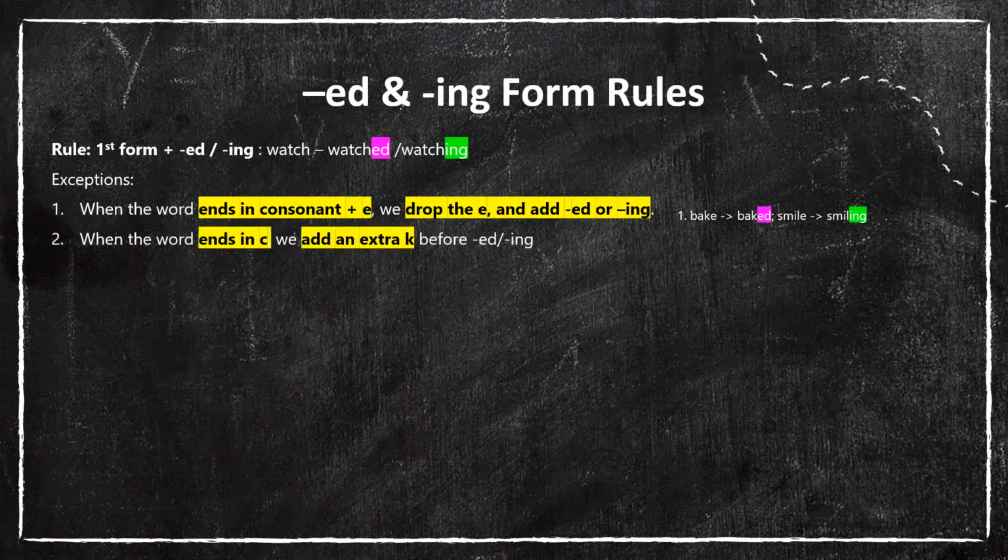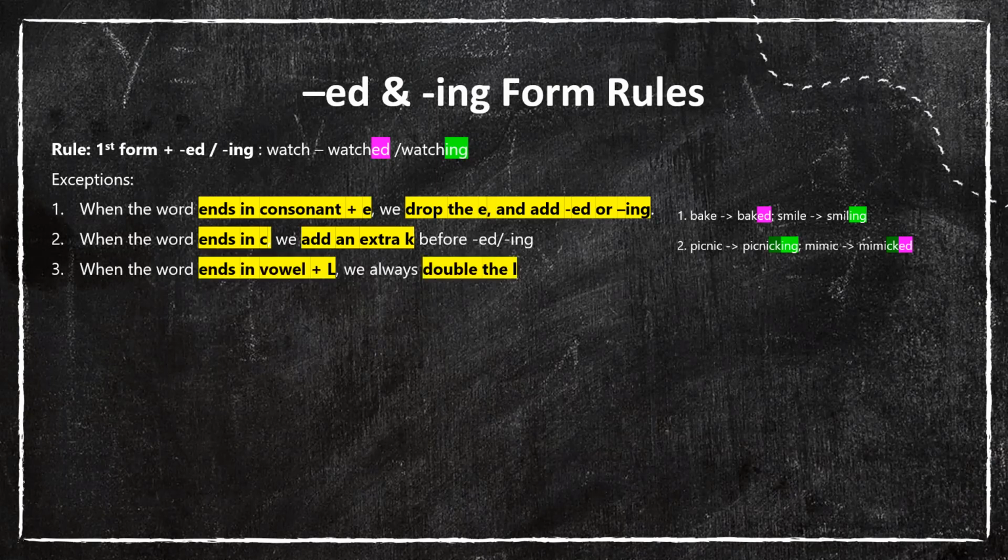When the word ends in C, we add an extra K before ed and ing. So for example, picnic, picnicking, mimic, mimicked. And we add a K there, C-K-I-N-G, C-K-E-D. When the word ends in a vowel plus an L, we always double the L regardless of stress. So travel, traveled, equal, equaling, L-L-L-L.